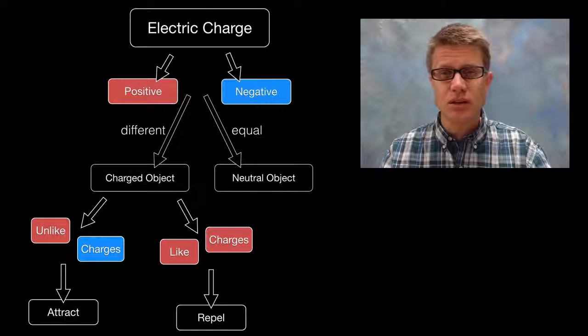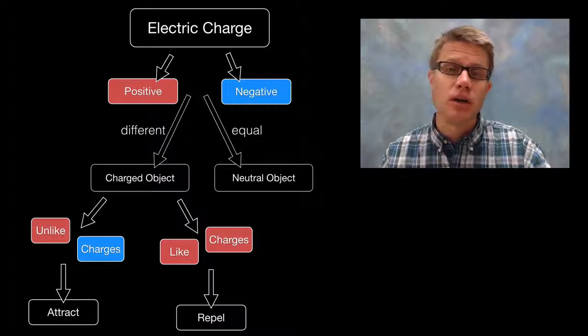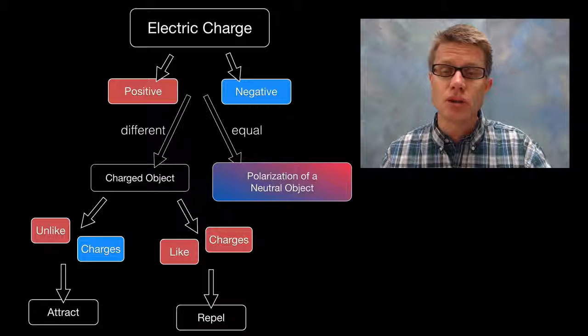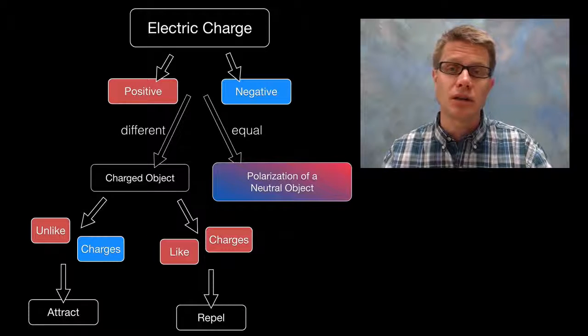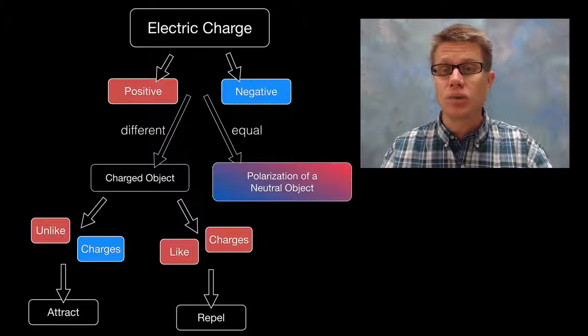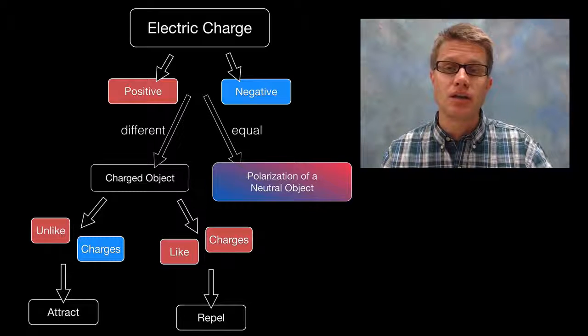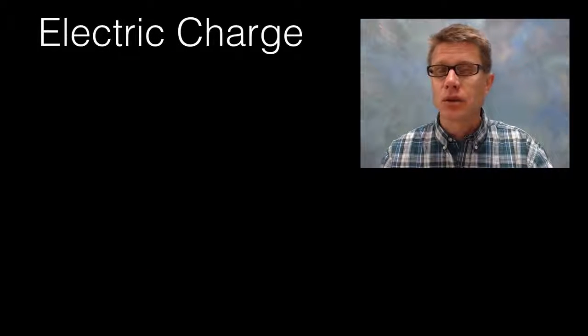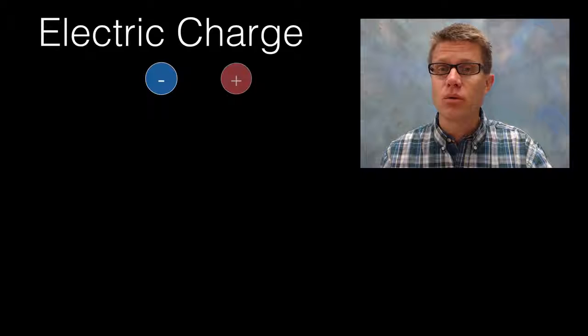Now, why did the balloon stick to the wall if the wall didn't have a charge? I hadn't done anything to it. Well, if you move a charge up to a neutral object, it can polarize that object. It can move some of the charges to one end, and what it does is create a somewhat charged object. So an electric charge can either be positive or negative.